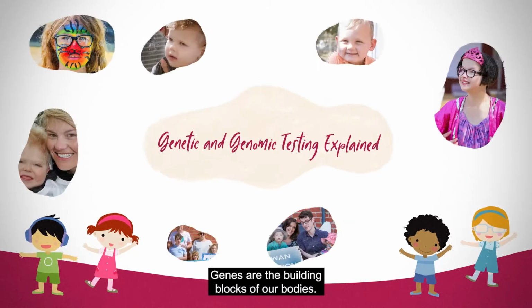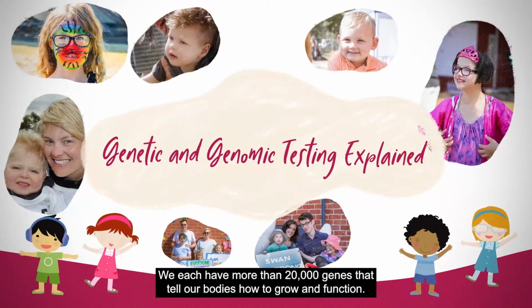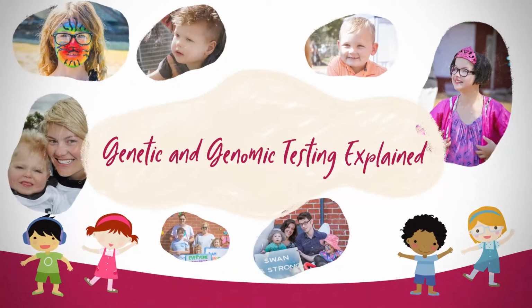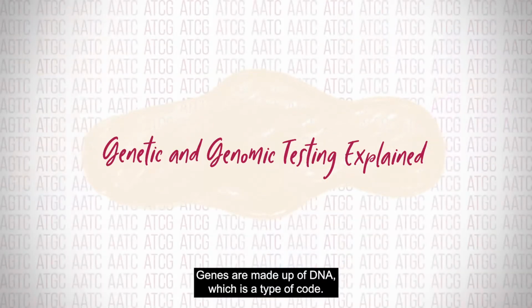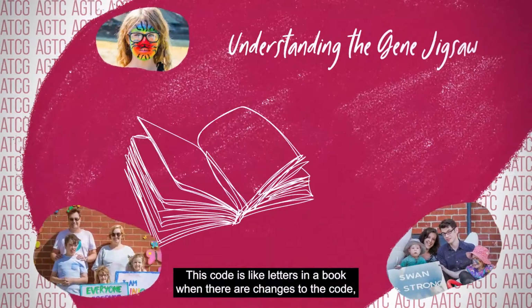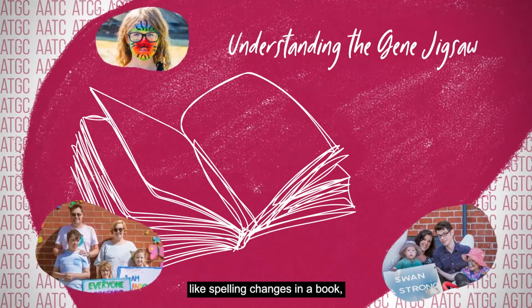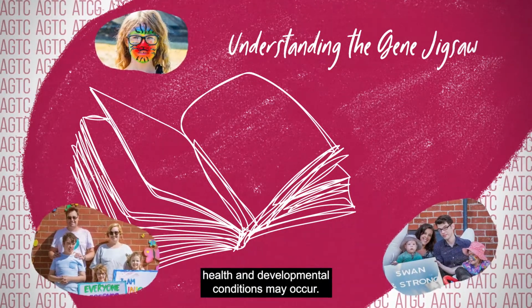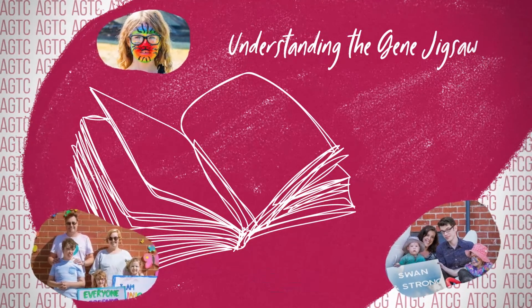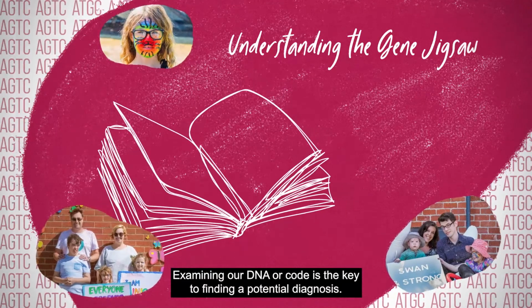Genes are the building blocks of our bodies. We each have more than 20,000 genes that tell our bodies how to grow and function. Genes are made up of DNA, which is a type of code. This code is like letters in a book. When there are changes to the code, like spelling changes in a book, health and developmental conditions may occur. Examining our DNA or code is the key to finding a potential diagnosis.